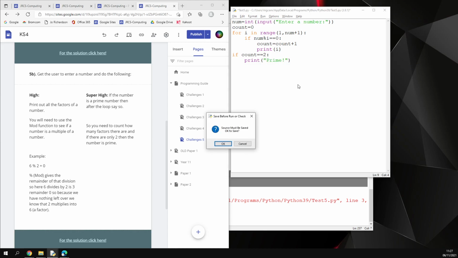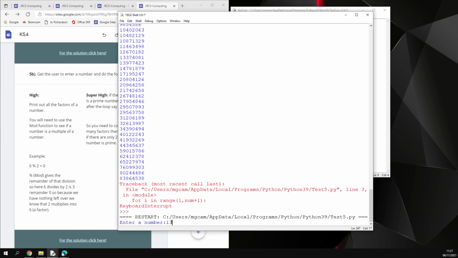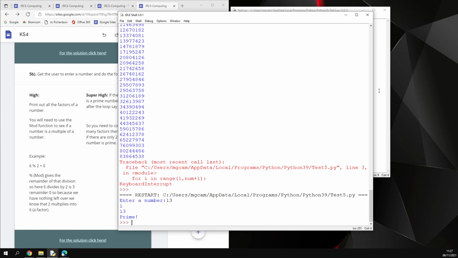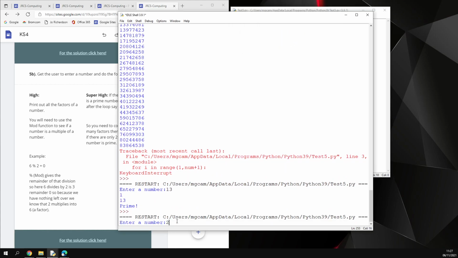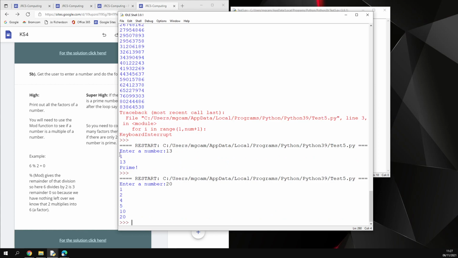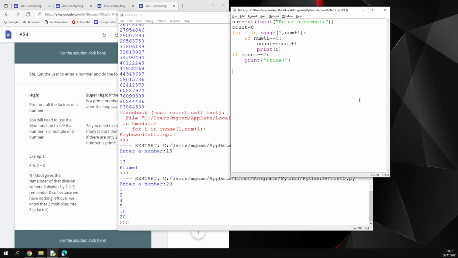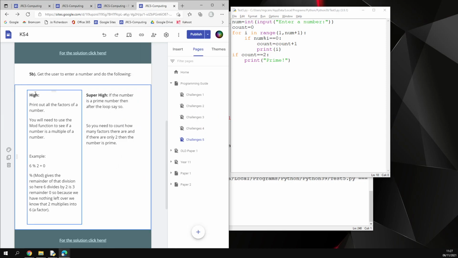So let's enter a prime number, 13, prime. Enter a non-prime number, 20, not prime. So basically that's just working out how many factors. It wasn't ridiculously difficult to add the super hard, but in fact that was probably the harder bit, but I felt like this needed to be explained.